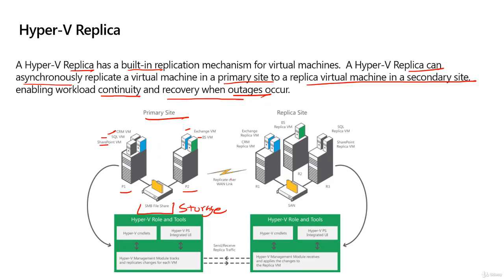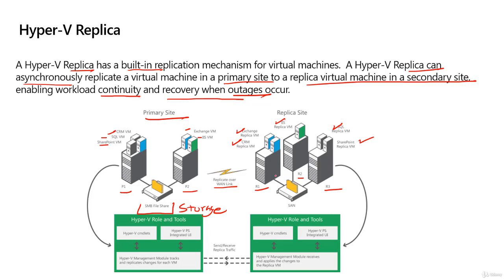Then I have a replica site on the other side of a WAN link. Here I have 3 Hyper-V hosts, R1, R2, R3. On R1, I have an Exchange and my CRM VM. Then R2, I have my IIS VM, and R3 has the other 2, SQL and SharePoint.